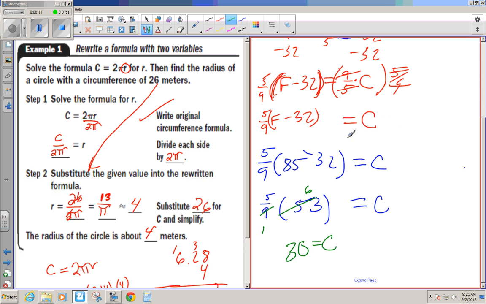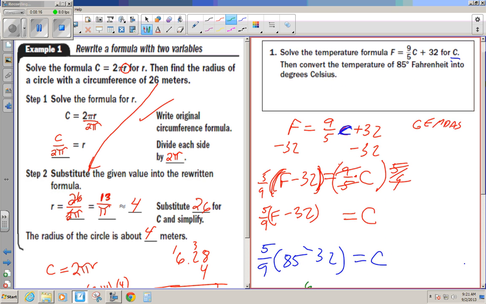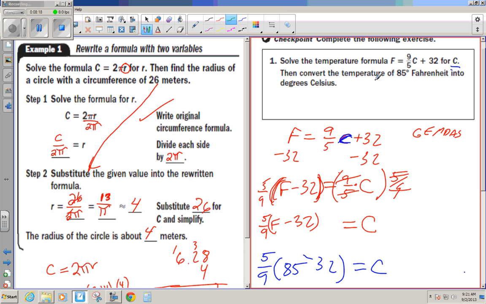So let's check. Let's use the original equation up here. 9/5 times 30 plus 32. So let's actually work this out better. 9 times 30.